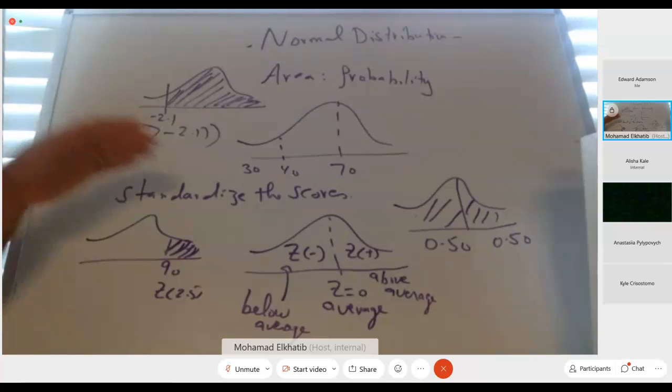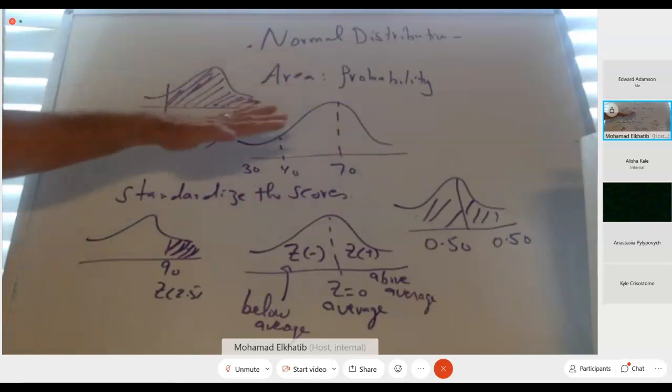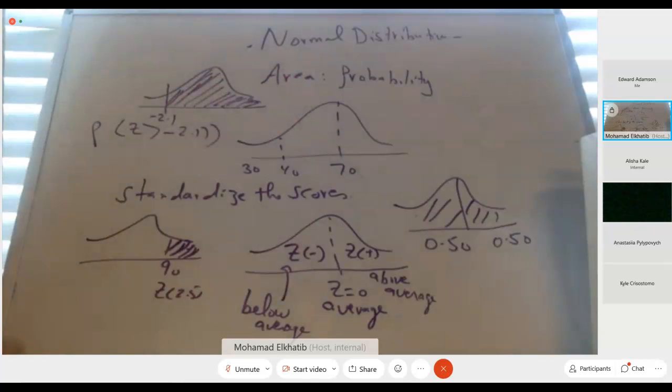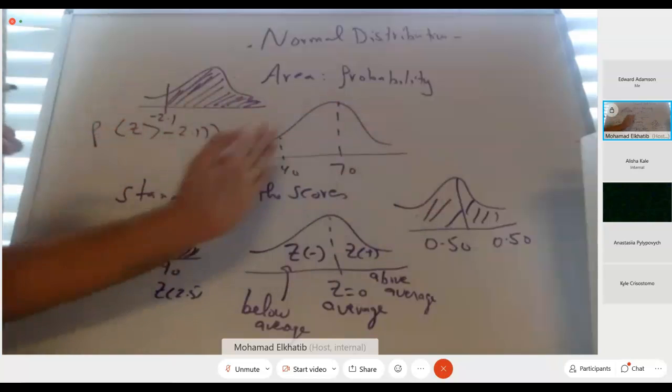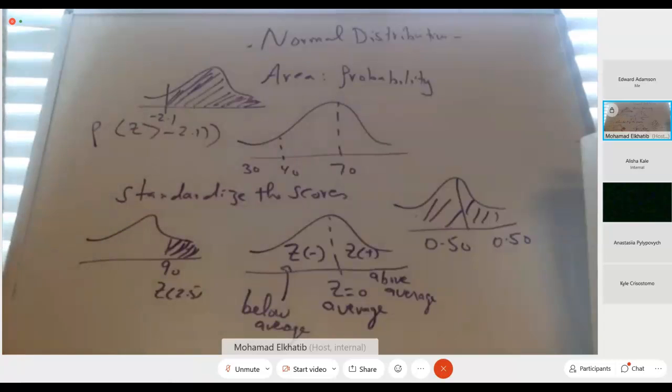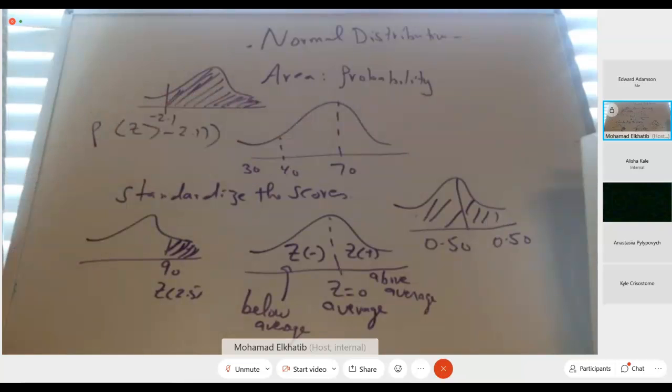But in statistics, we don't use raw scores. We don't use 30, 40, or 70. We change those to a Z score. But keep in mind that everybody knows that if Z is 0, you made the average score. If Z is positive, you made above average. If Z is negative, you made below average. And the area of the curve is 100%. Half of it is 0.50, the other is 0.50. Okay? All right. We never use raw scores. All right. So you can copy this class and see if you have any questions.